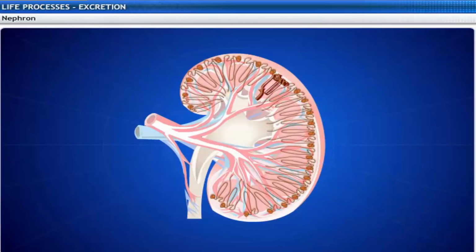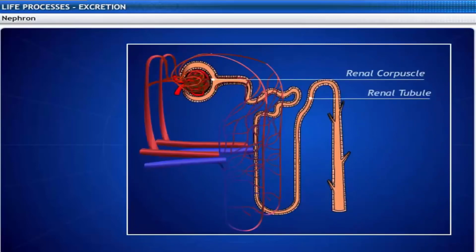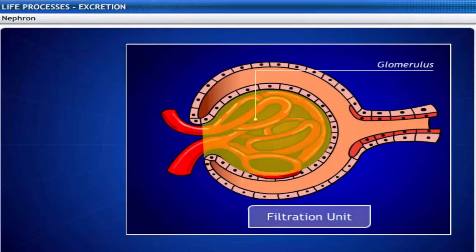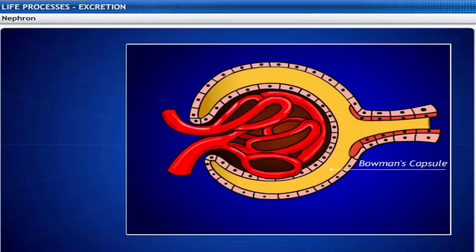Each kidney contains about 1 million nephrons. Each nephron consists of a corpuscle and a renal tubule. A corpuscle is composed of tangled clusters of tiny blood capillaries called the glomerulus. This is called the filtration unit. A thin-walled, sac-like structure called Bowman's capsule surrounds the glomerulus.